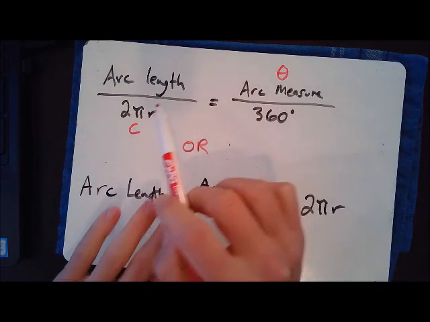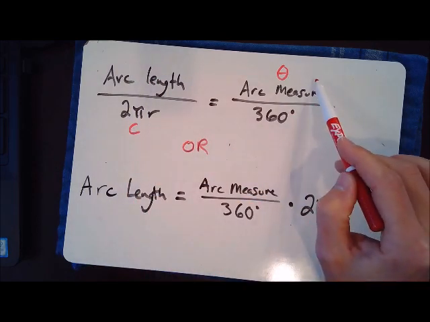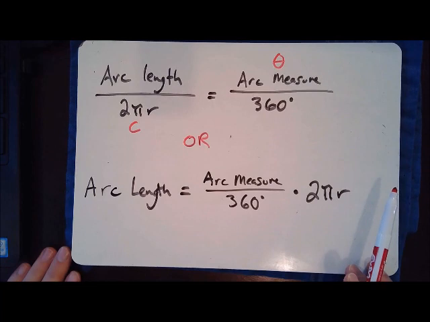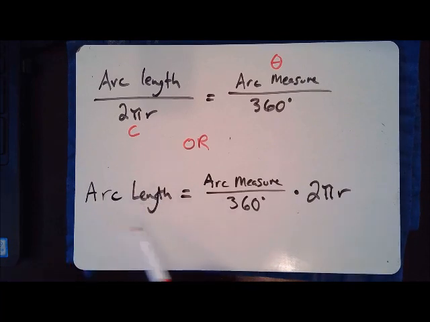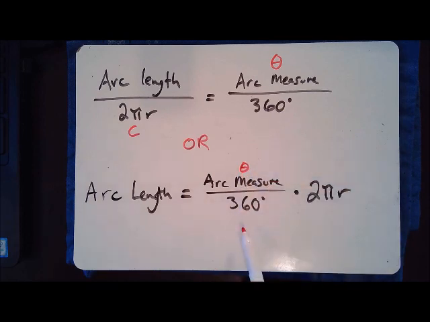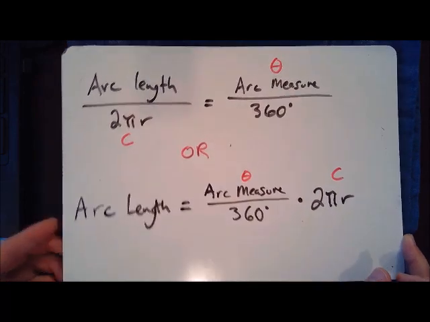So this is following a proportion because it's saying the part over the whole circumference is equal to the part over the whole 360. The other way that we're going to see it, and this is a way that I tend to use a little more, is an equation to solve for arc length: the arc measure, again theta, over 360 times the entire circumference. So you're looking at the portion of the circle times the total circumference, which gives you that arc length. So there are two ways to visualize this formula.